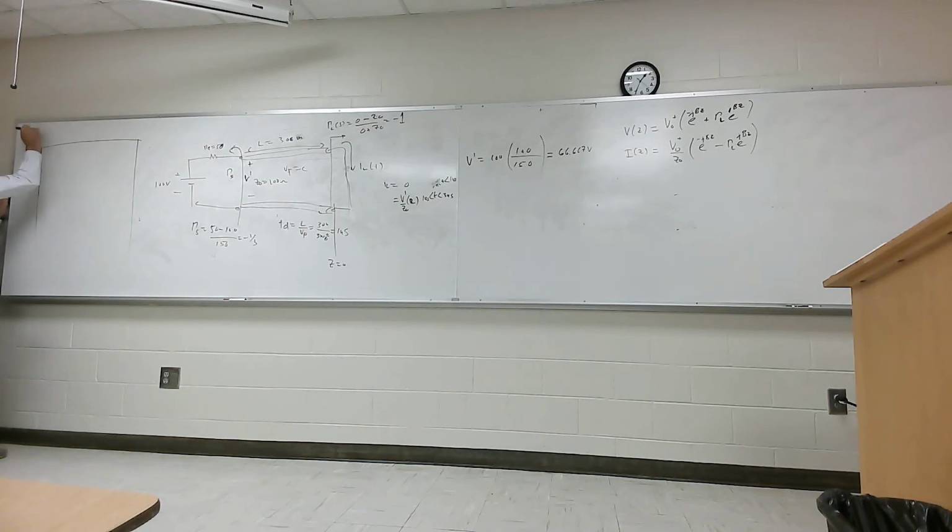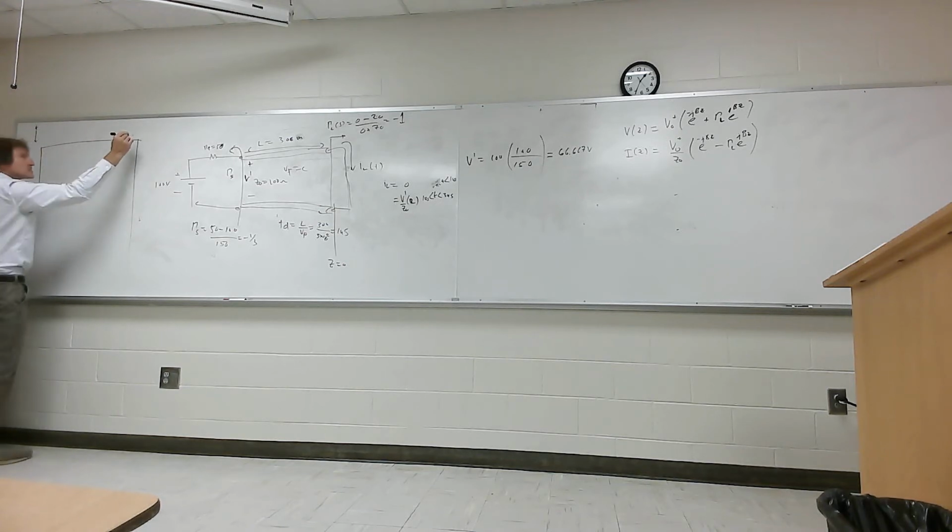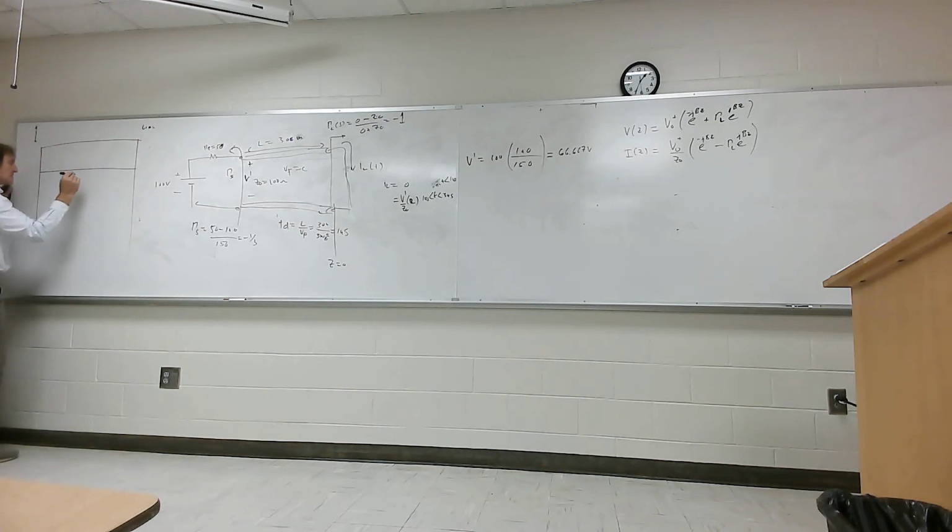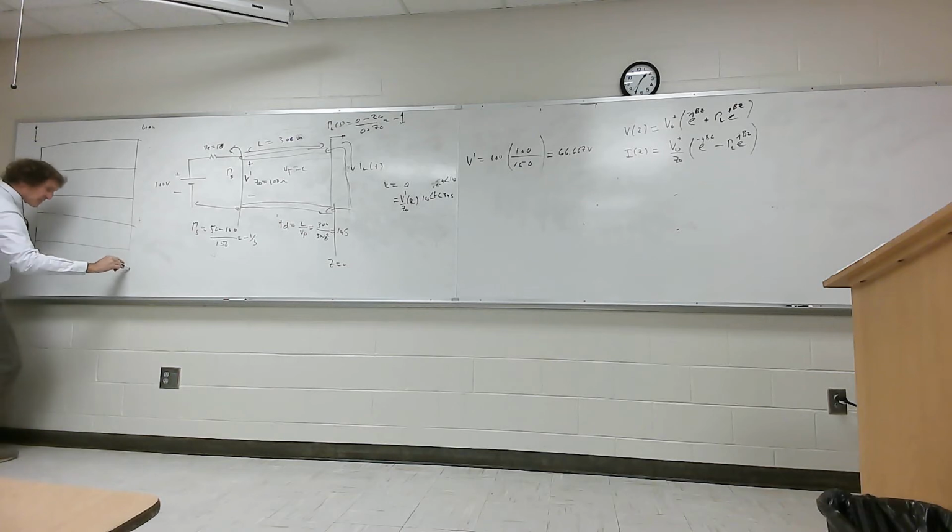This is time. This is the source side. This is the load side. Normally what you do is partition these things. It's better to do this with engineering paper, that cross-hatch graph paper that you can buy. I think you can still buy that at stores. Each one of these is TD, so this would be 1 microsecond, 2 microseconds, 3 microseconds, 4 microseconds. You all see that?